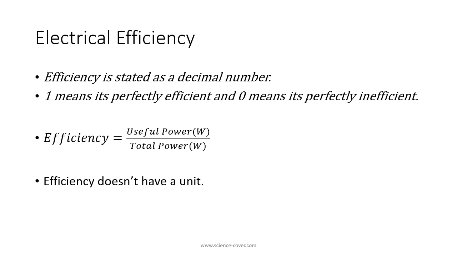We can calculate the efficiency of a device by looking at the useful power that it produces and dividing this by the total power that was going into the device. And since the useful power is measured in watts and the total power is measured in watts, efficiency doesn't have a unit.